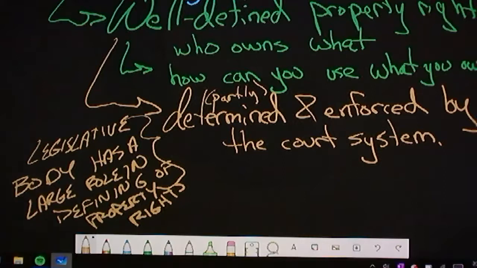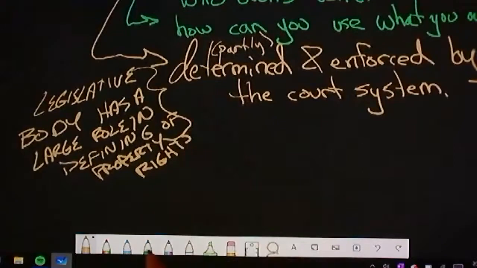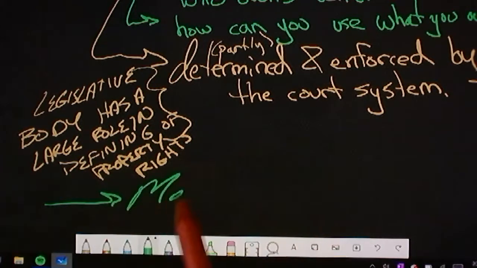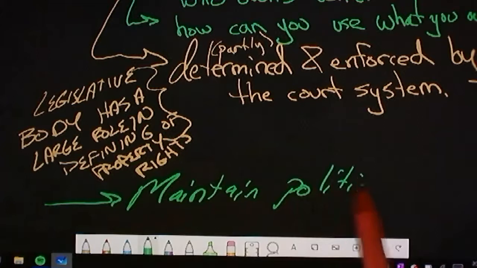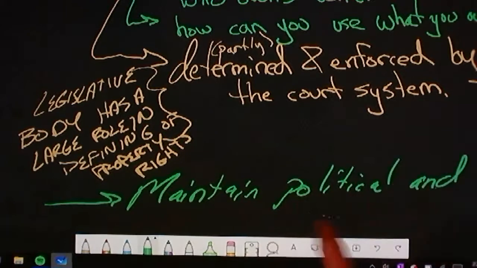So the other thing, right? Think of what happens if there's not a lot of well-defined property rights, and I just decided that I could break into the bean broker and it was just mine now. Me and some of my friends had a bunch of guns and we were like, this is just ours, right? There wouldn't be stability, right? So these property laws, these good political legal environments help us to maintain political and economic stability.